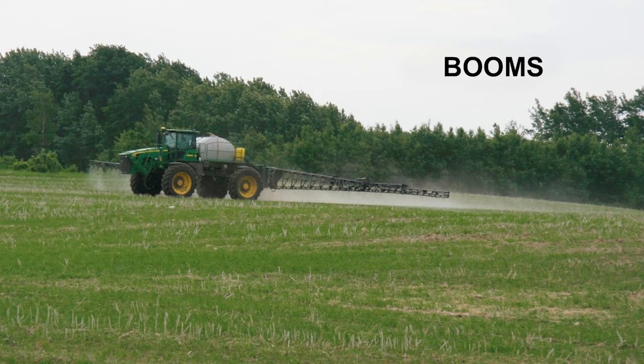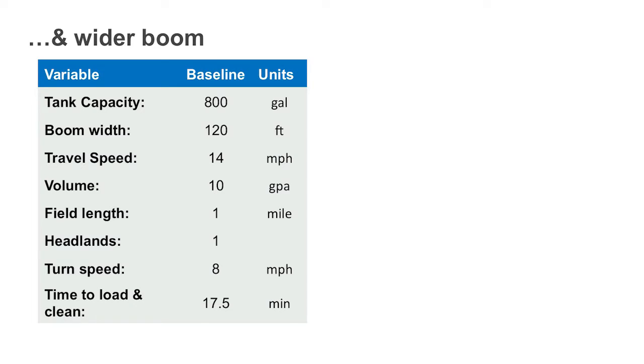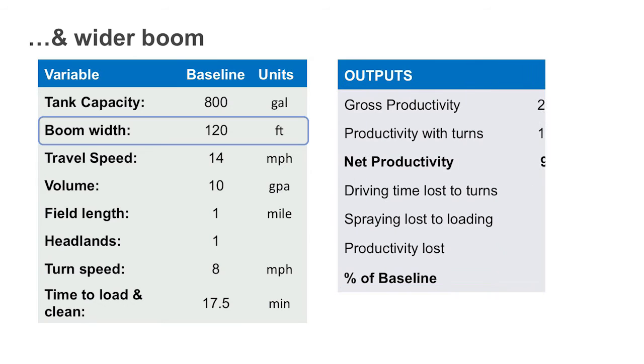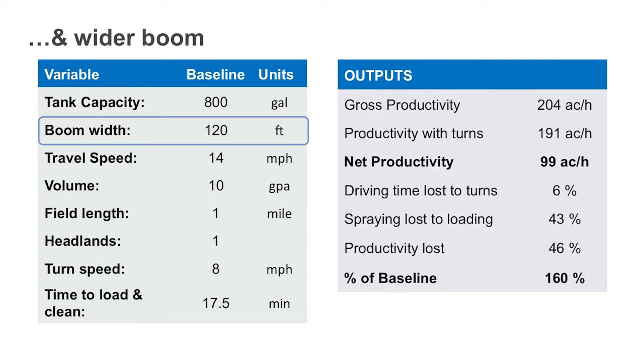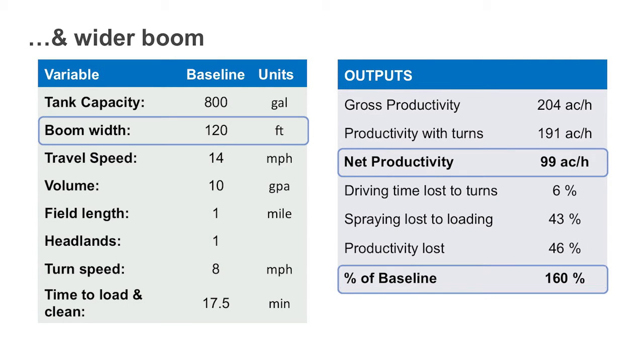Booms are another important productivity factor. In this example now, we're moving from 100-foot booms to 120-foot booms. Let's see what that does. Our productivity with 100-foot booms was just 99 acres per hour. With 120-foot booms, it's gone up to 110 acres per hour. Over the course of this little exercise, we've shown you that you can drive slower, and by tweaking some parts of your operation, we've actually gained 77% more productivity.